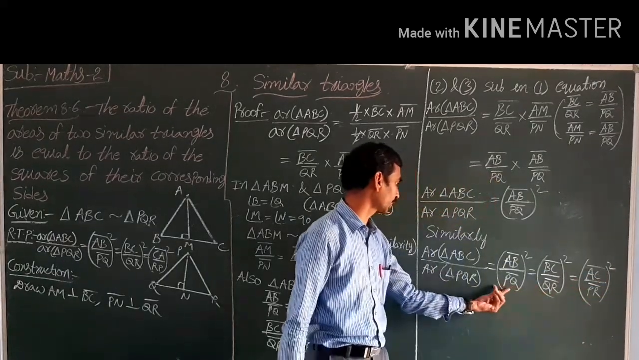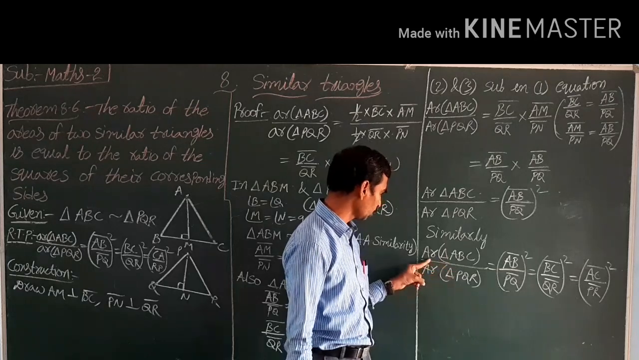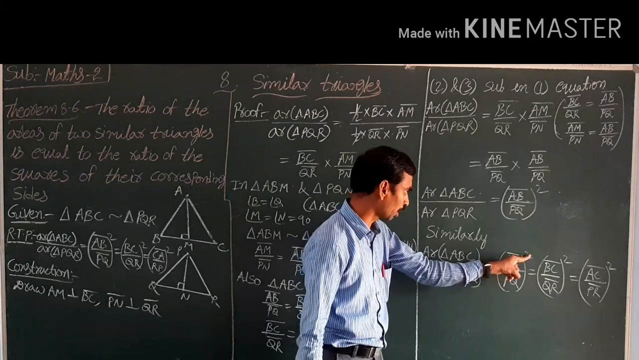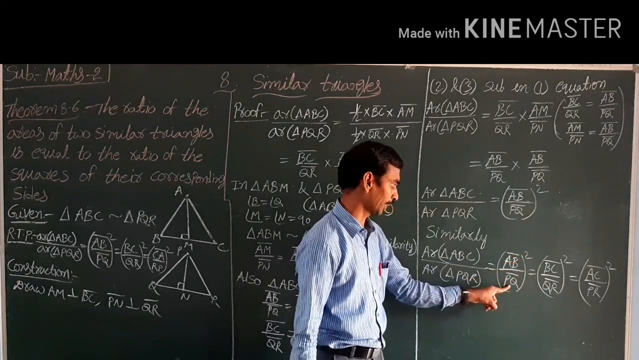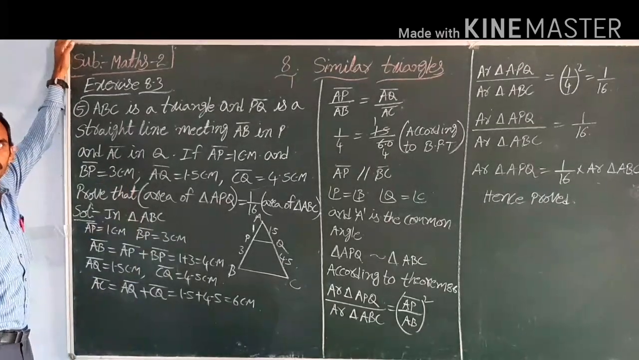This we can say in words: if two triangles are similar, the ratio of their areas is equal to the ratio of squares of their corresponding sides. Like this we can prove. Now we can do one problem on theorem 8.6.